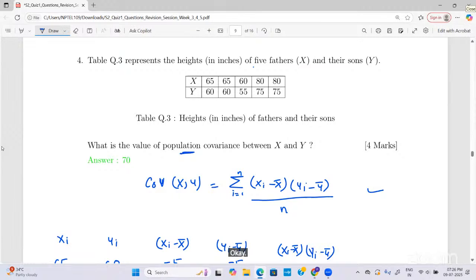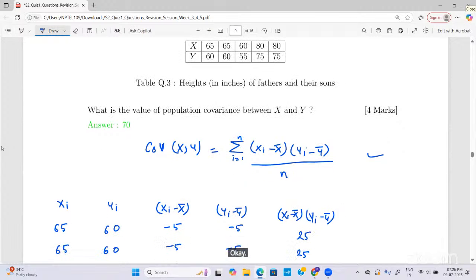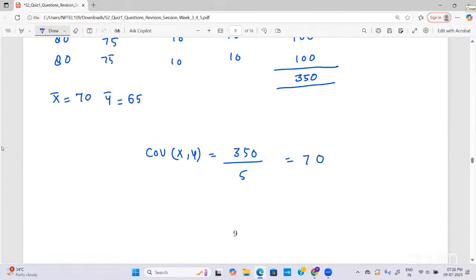Okay, anyone has any doubt in this? No, ma'am. Okay. Could you please share this PDF? It will be uploaded on the portal.